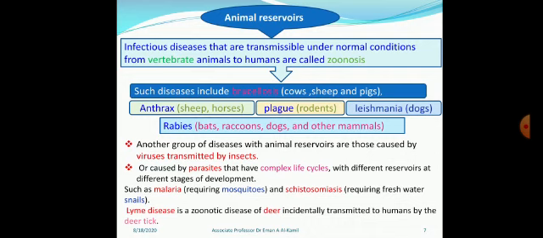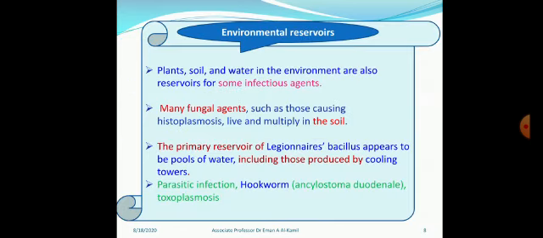Another example is Lyme disease. It is one of the zoonotic infections which is transmitted from the deer, incidentally transmitted to humans by a deer tick. If the tick bites a human, it will transfer the infection to humans. So there are a large number of zoonotic diseases or zoonotic infections, and you can give many examples.